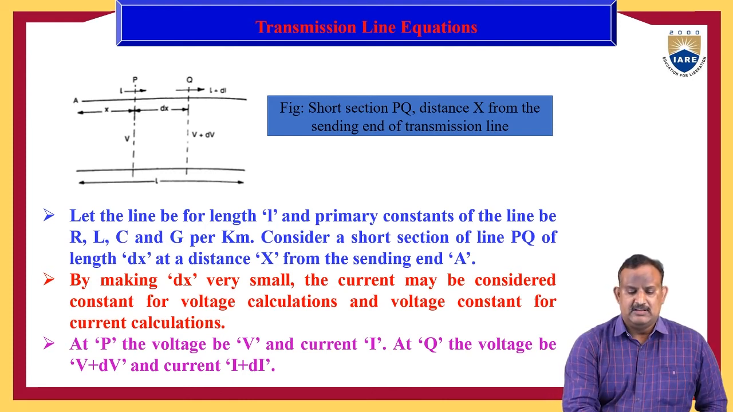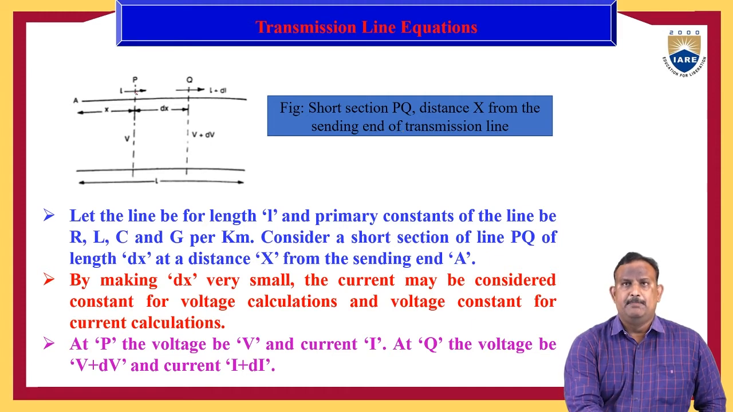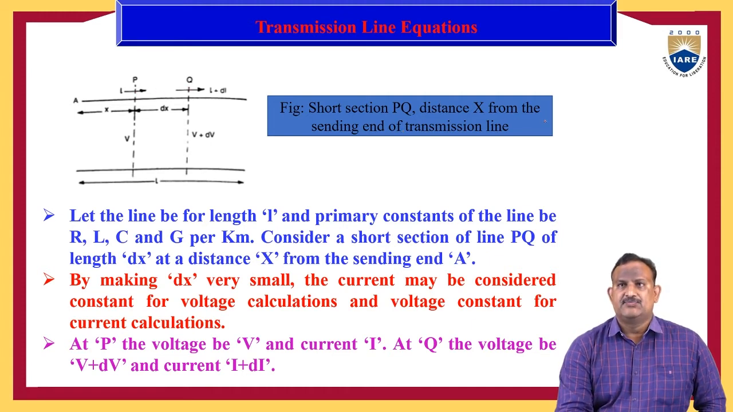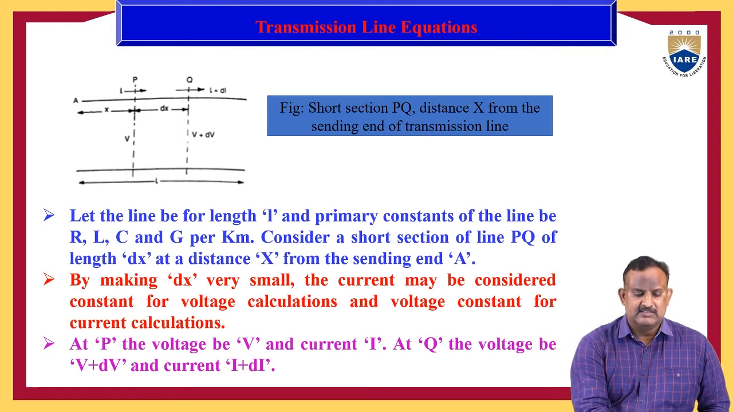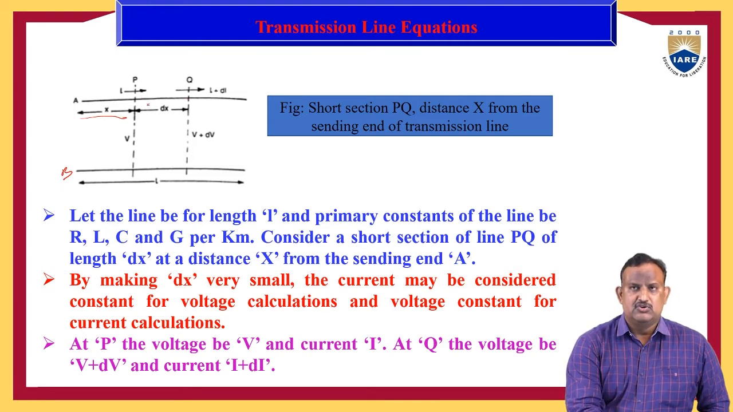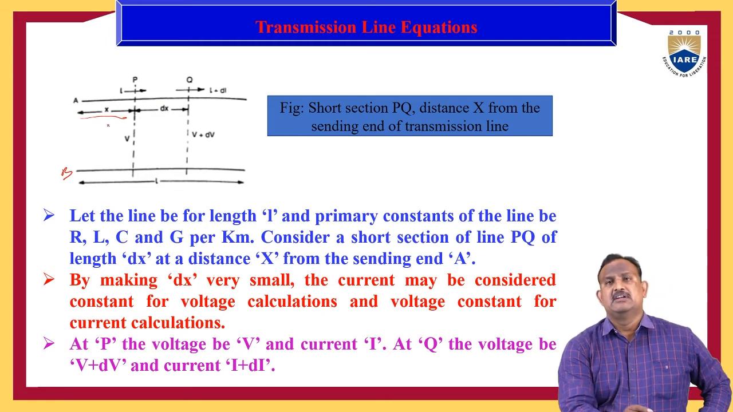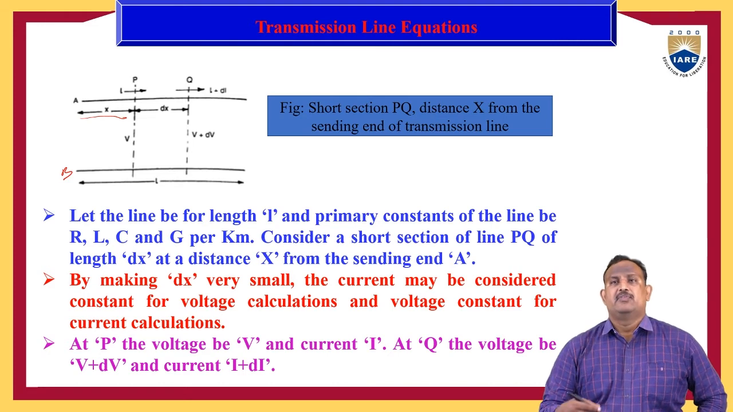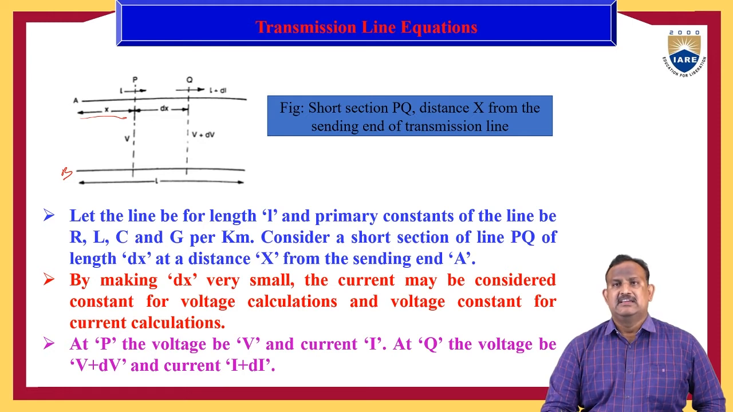So let us assume a short section PQ at a distance x from the sending end of a transmission line. Let us assume A, B is the transmission line, and a short section PQ at a distance of x from the sending end. Let the line be of length L, and the primary constants of the line be R, L, C and G per kilometer. So consider a short section of the line PQ of length dx at a distance x from the sending end A.